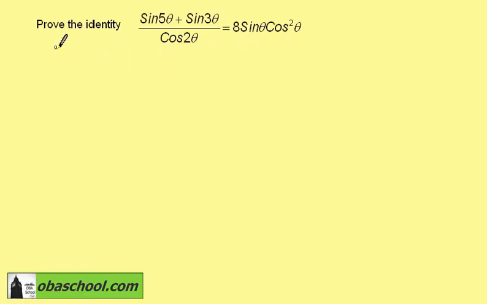We want to prove the identity (sin 5θ + sin 3θ) divided by cos 2θ is identical to 8 sin θ cos²θ. I'm going to attempt this by going from the left-hand side to the right-hand side. The left-hand side contains an expression where I can use the sum and product formulae, so it seems sensible to start with this side.